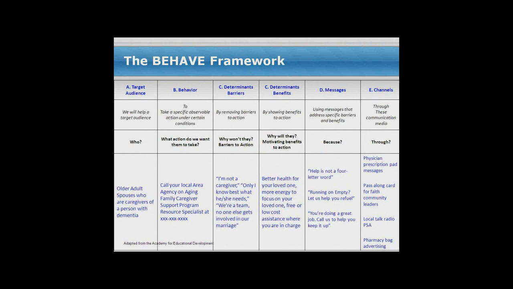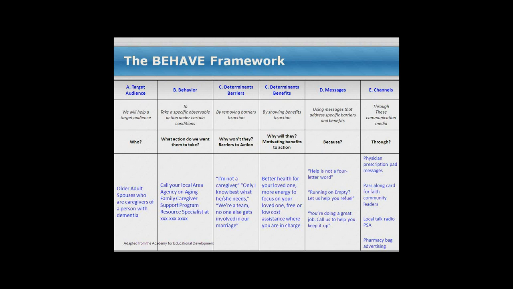Now think about where we would show this. Where would we want to have the messages we're using for older adult spouses who are caregivers of a person with dementia? We think about where they are, and about those phrases we talked about on the previous slides. Where are they likely to be? Where are they receiving messages? Where are they already at?